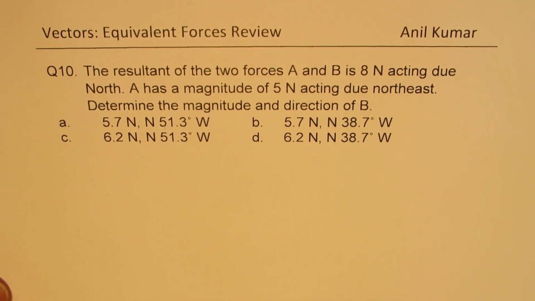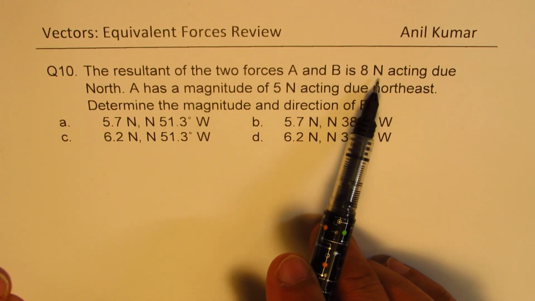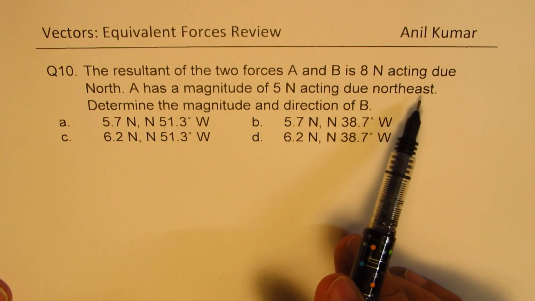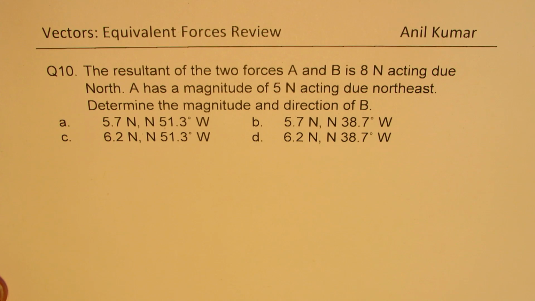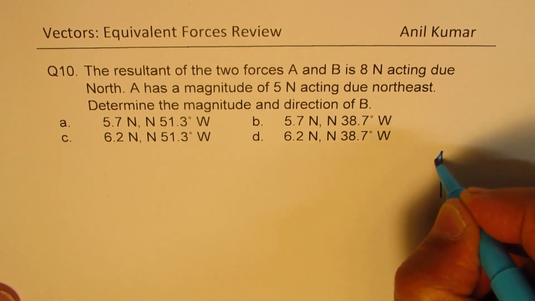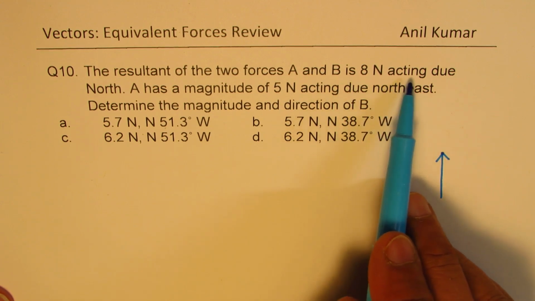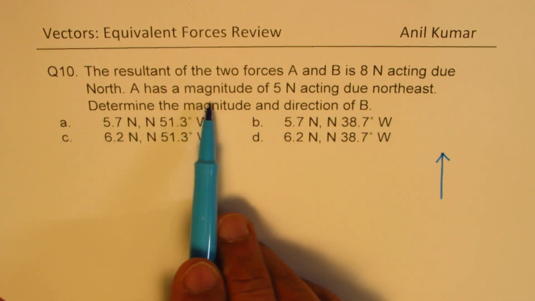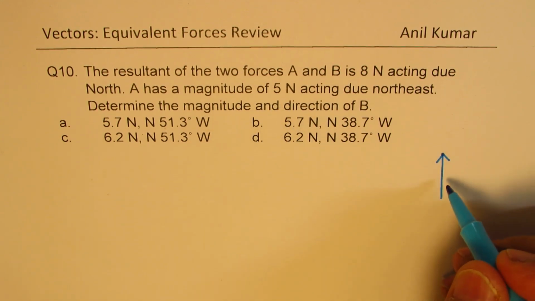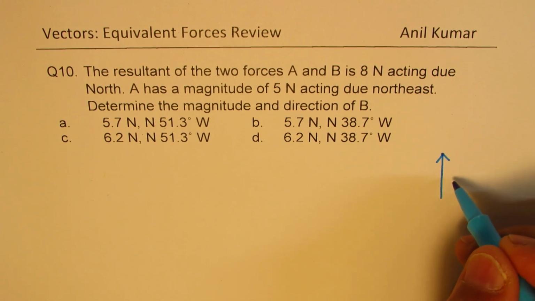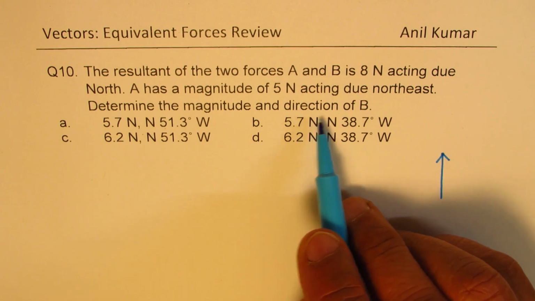Perfect. Now here is the last question, question number 10. It says the resultant of two forces A and B is 8 newtons acting due north. A has a magnitude of 5 newtons acting northeast. Determine the magnitude and direction of B. Okay, so we have a resultant which is acting north, correct? That is the resultant of two forces A and B, where A is a magnitude of 5 newtons acting northeast. So A is northeast, means with north it makes an angle of 45 degrees, right? And we need to find the magnitude and direction of B.